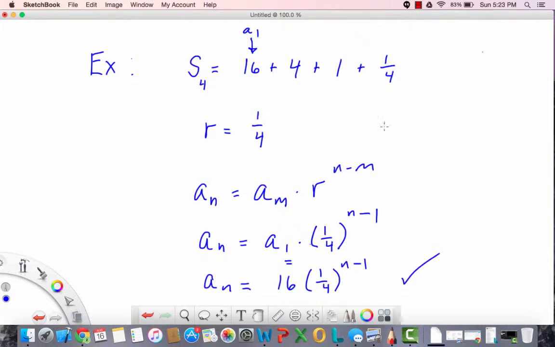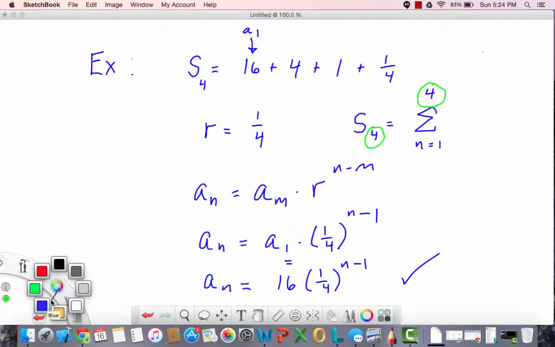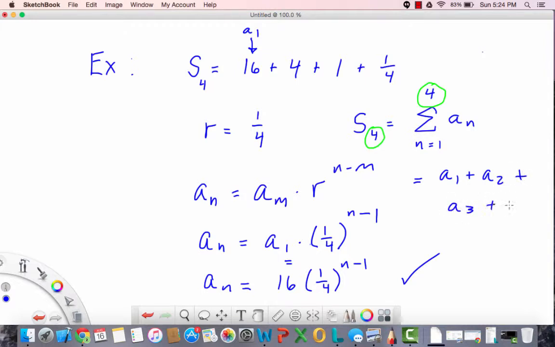Okay, now I'm going to introduce sigma notation. So that looks like this: s sub 4 equals summation. This is the Greek letter sigma. We can say n equals 1 to 4. This number is the same as this subscript, and it just means the number of terms that we're adding. This becomes a sub n. And this is equivalent to a sub 1 plus a sub 2 plus a sub 3 plus a sub 4.